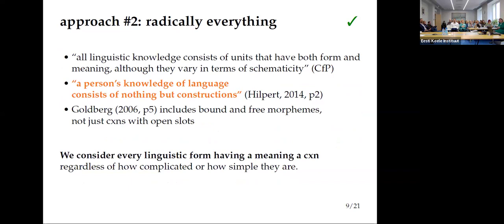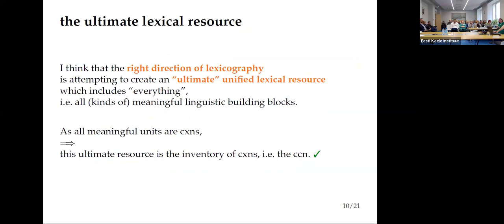My favorite quote about this radical approach is Hilbert's formulation. I think that this is the right direction, but it's too much. This is a very promising direction of lexicography, to attempt to create this ultimate lexical resource, which includes everything. So I just repeat myself: as everything is a construction, this ultimate resource will be the constructicon.